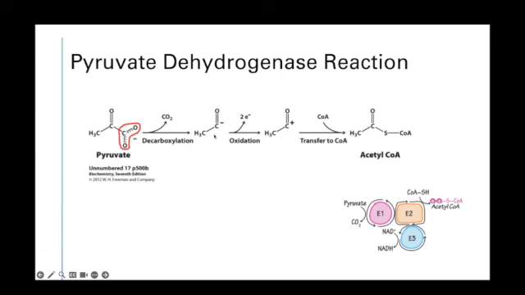pyruvate is decarboxylated. We release a molecule of CO2. In enzyme 2, the leftover hydroxyethyl group is transferred to the enzyme E2, and then the acetyl group is transferred to coenzyme A, and E2 is restored with the help of E3. And then E3 is lastly restored as well, and NAD+ is reduced, and we get a molecule of NADH.